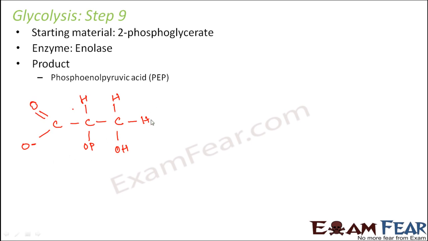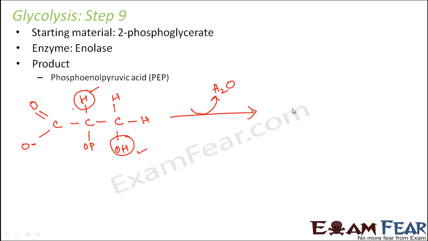Now in this step, the enzyme enolase causes hydrolysis. What is hydrolysis? That is removal of H2O. So one molecule of H2O will be removed from here. So how do we remove that H2O? Let us suppose you remove this OH and you remove this H. So by action of this enzyme, one H2O is removed. So if you remove this H and this OH, so H2O is removed.